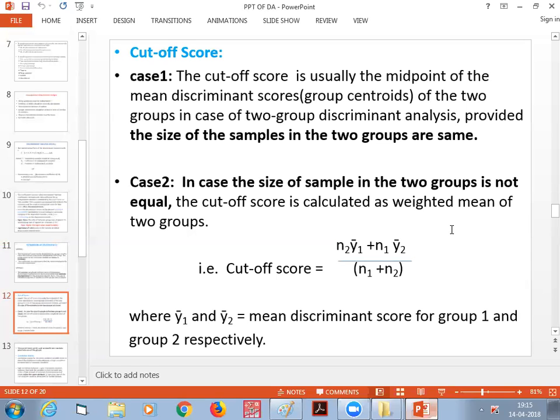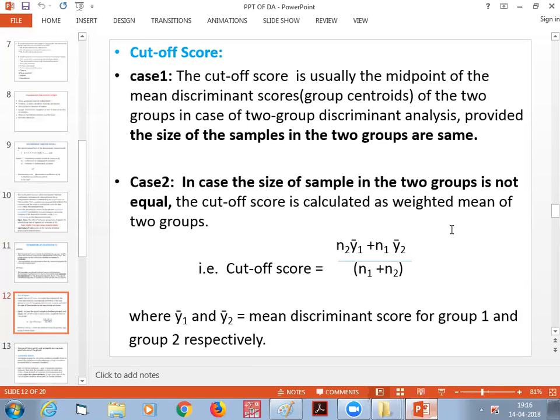How to calculate that benchmark cutoff score value? There are two cases. Suppose in your classification there are an equal number of observations. For example, buyers there are 20, non-buyers also 20, totally 40 in your analysis, equally distributed. Then how to find the cutoff score? Look at this one. The cutoff score is usually the midpoint of the mean discriminant scores. That is, the mean discriminant score is the centroid value: the first group, the buyer group average value, and the non-buyer group average value. The cutoff score is the midpoint of the mean discriminant scores of the two groups.